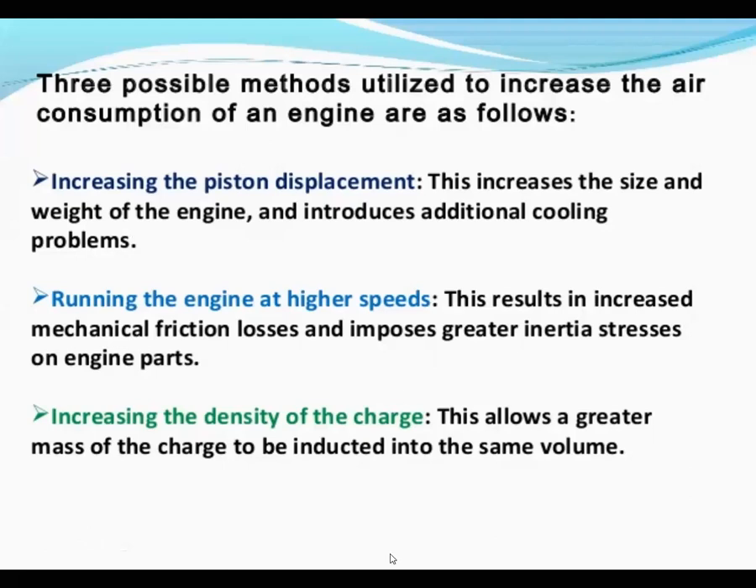So there are three possible methods utilized to increase the engine efficiency. One is increasing the piston displacement. Increasing the piston displacement means that the length of the piston would be more.